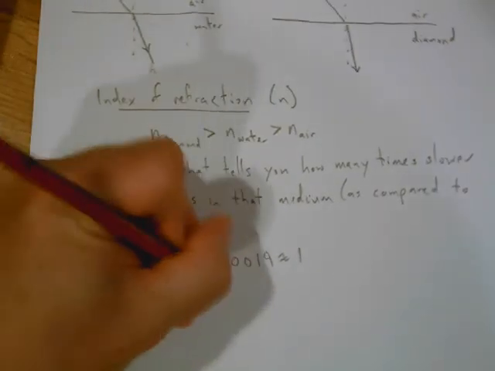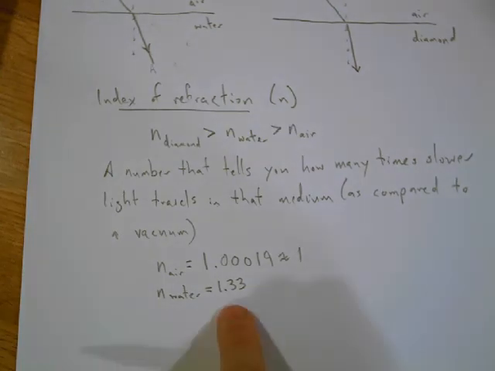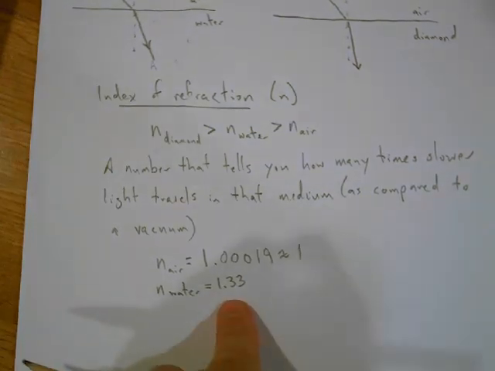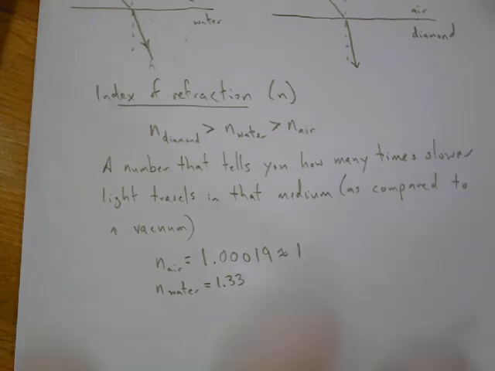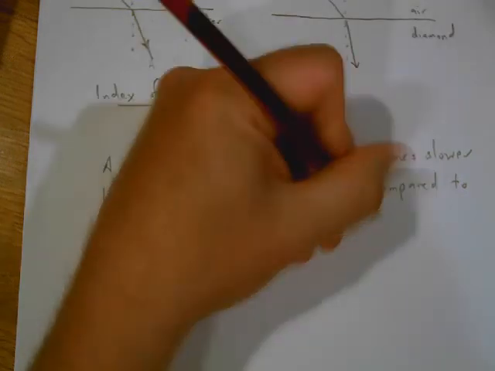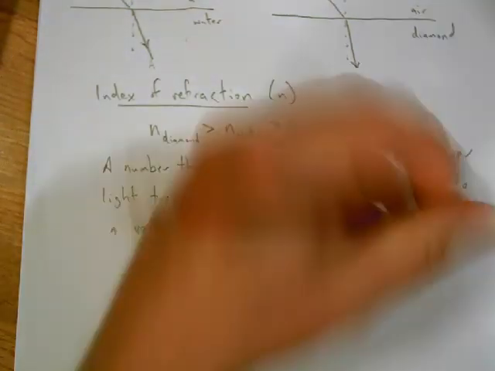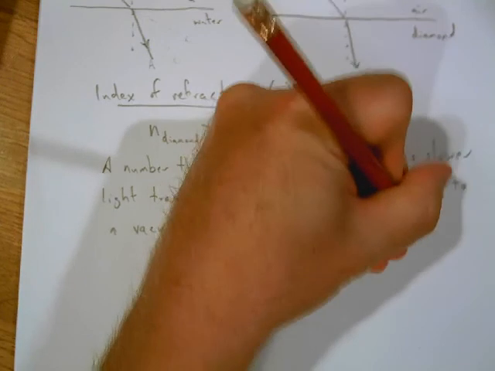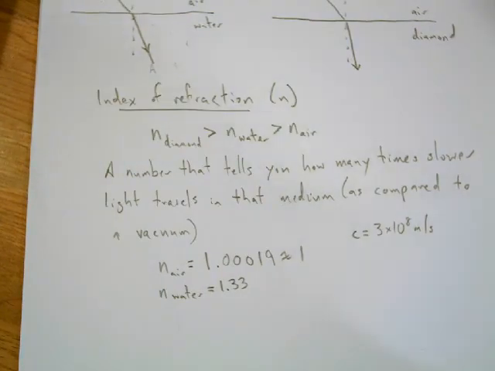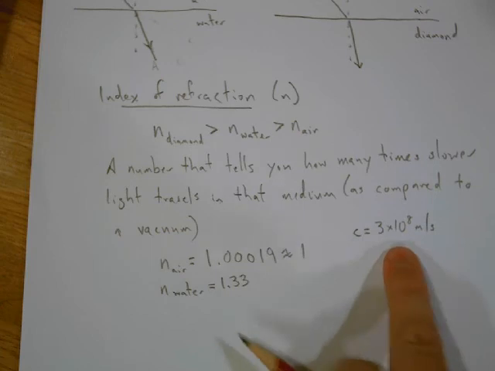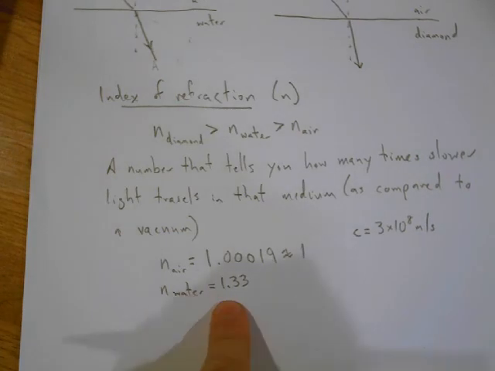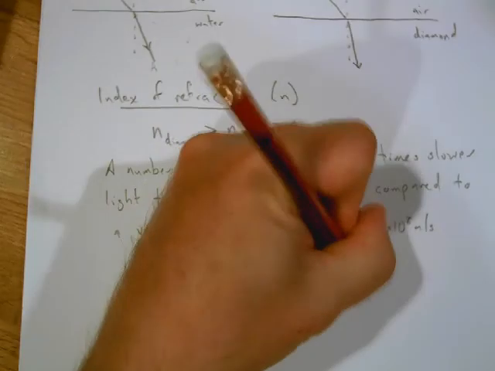Okay. The index of refraction of water is 1.33. So that means light travels 1.33 times slower in water than it does in a vacuum. Well, how fast does light travel in a vacuum? If you remember the speed of light, lowercase c, is 3 times 10 to the 8th meters per second. And yes, this is on your formula sheet. So if you wanted to figure out how fast does light travel in water, you would take 3 times 10 to the 8th and divide by this. Okay. And that would get you the speed of light in water.